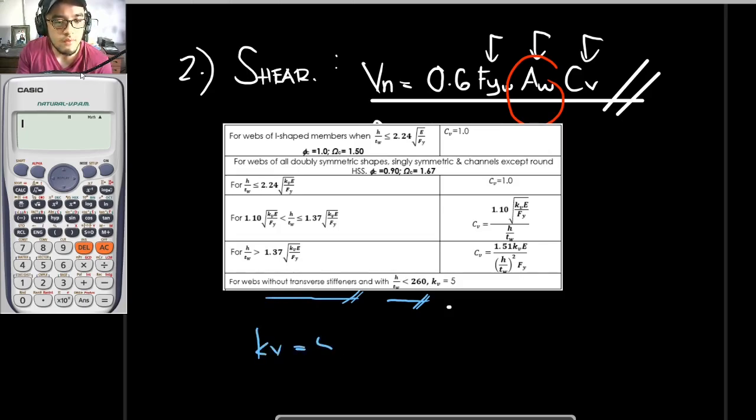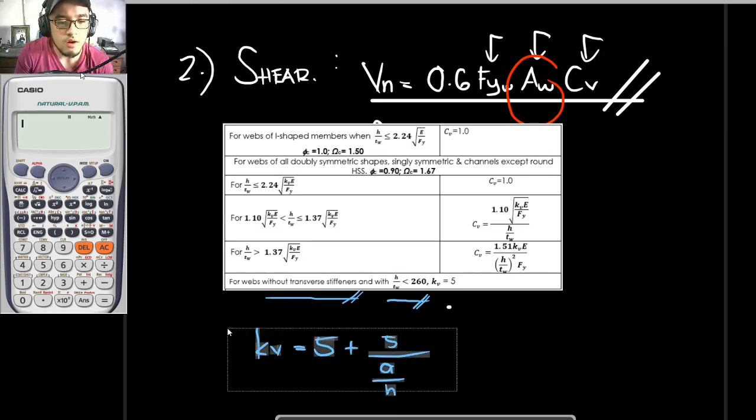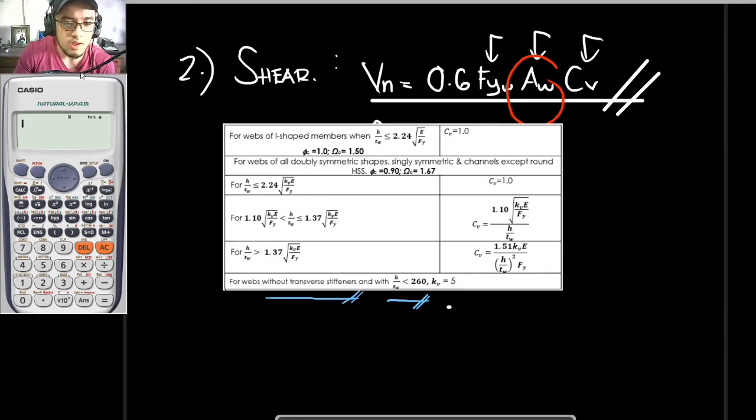KV is equal to 5 plus 5 over (A over H) squared. But for our case right now, this is what you will take into consideration first. So, once you have solved for this already, so your Vn, you would be applying your reduction factor or your safety factors to get your VA and your VU. And you would be comparing it with your maximum shear that you can see in your shear moment diagram.